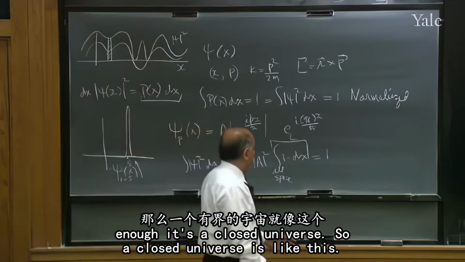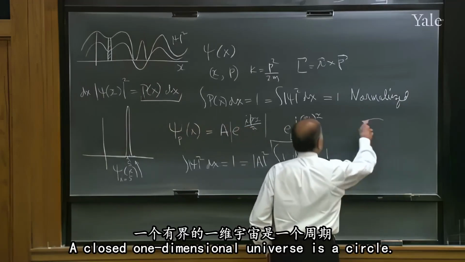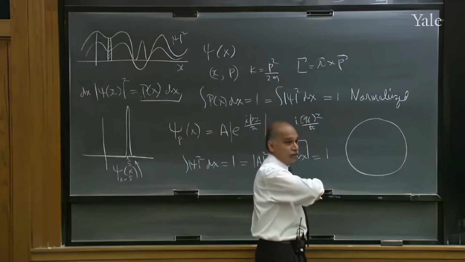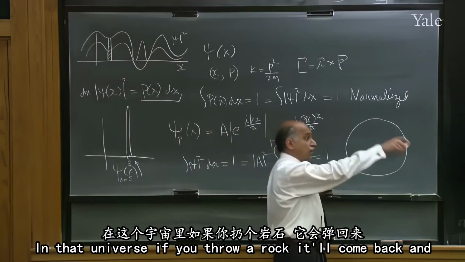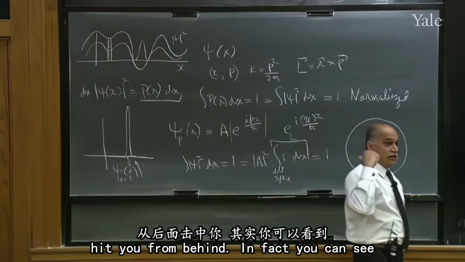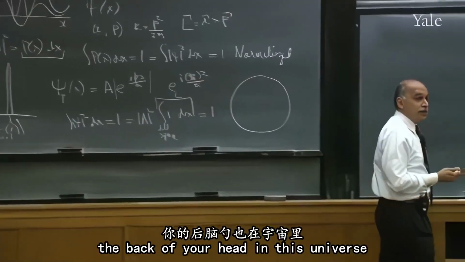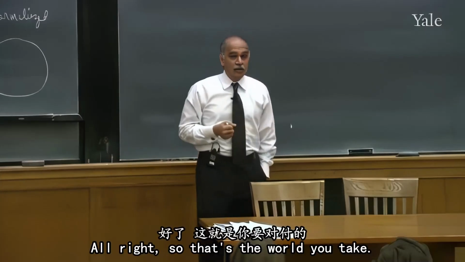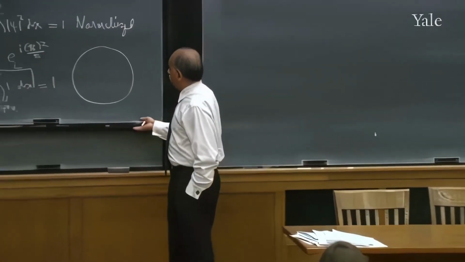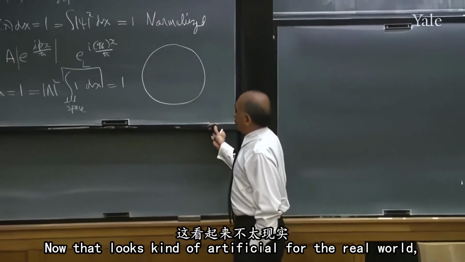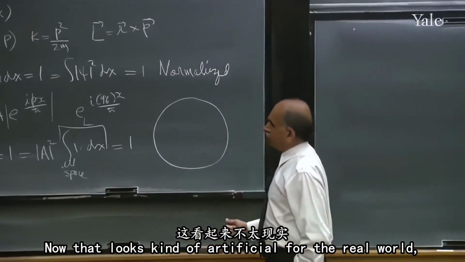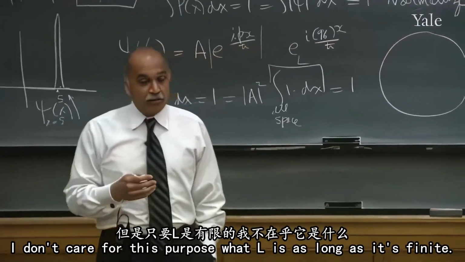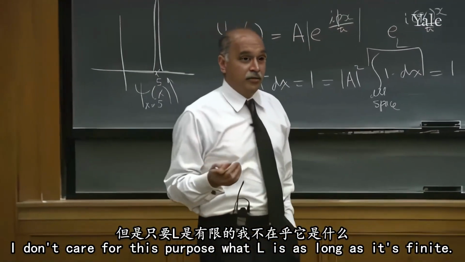So a closed universe is like this. A closed one-dimensional universe is a circle. In that universe, if you throw a rock, it'll come back and hit you from behind. In fact, you can see the back of your head because everything goes around in a circle. Okay? All right. So that's the world you take. Now, that looks kind of artificial for the real world, which we all agree seems to be miles and miles long. But I don't care for this purpose what L is, as long as it's finite.